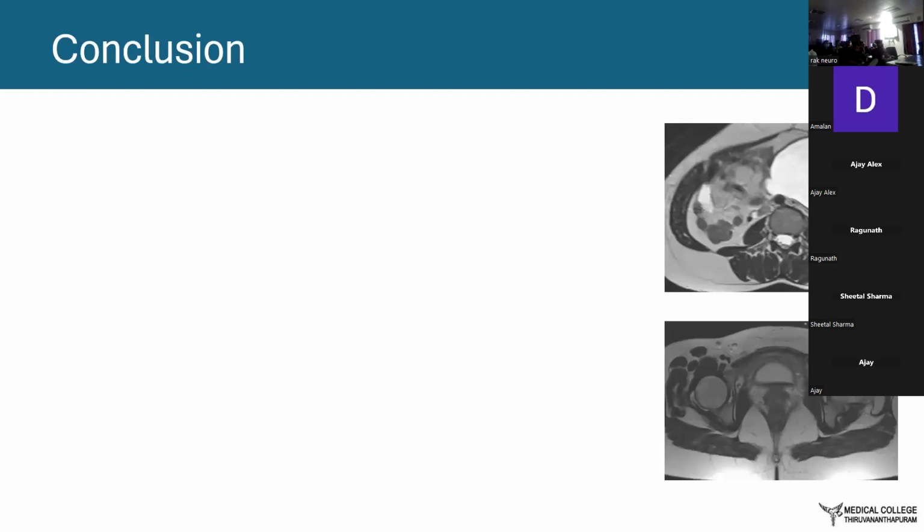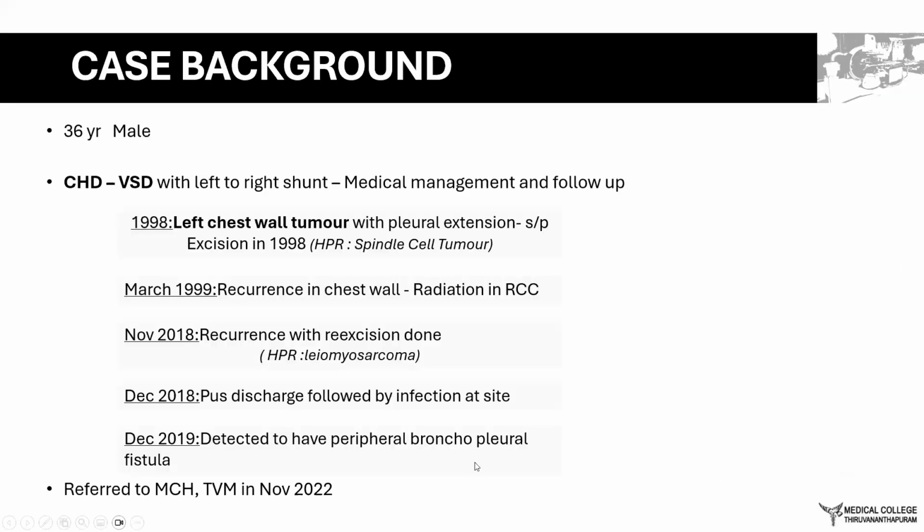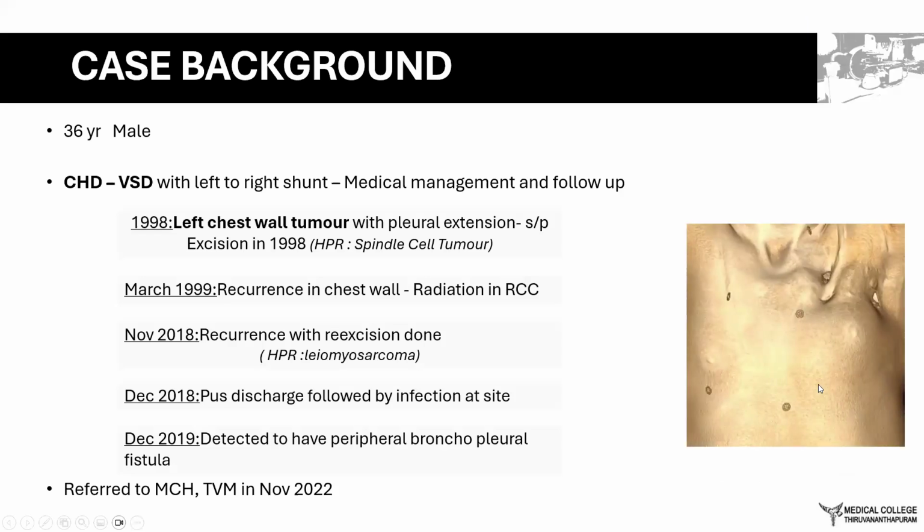He went on to have radiation for a recurrence later on, and then re-excision later with surgical site infection, for which they did a graft placement. However, that also was lost secondary to infection. Finally, he developed a peripheral bronchopleural fistula, and for which the patient was referred to us in our institute.